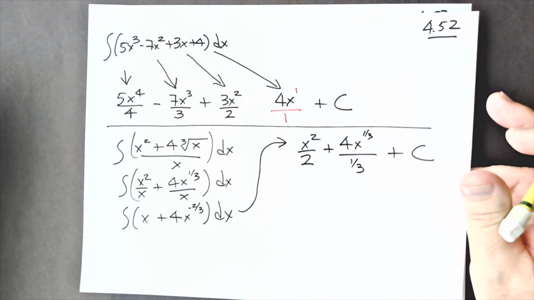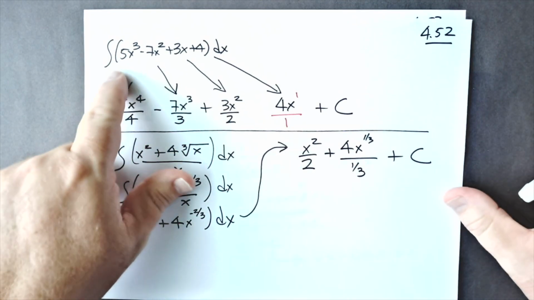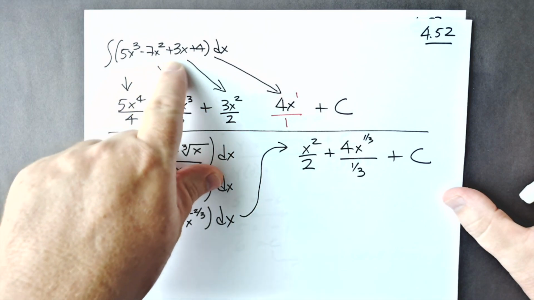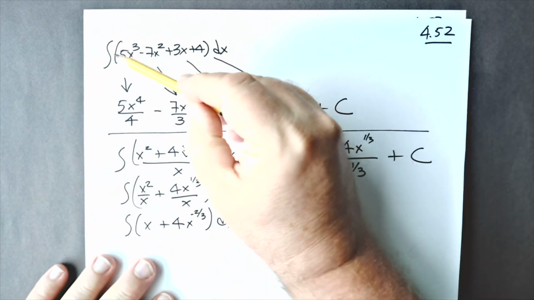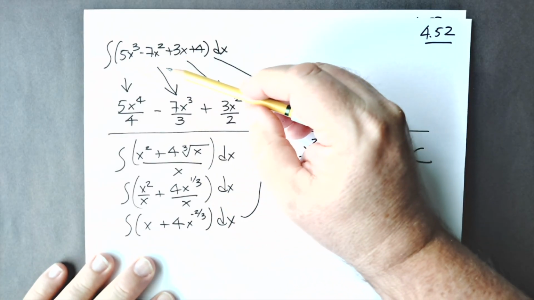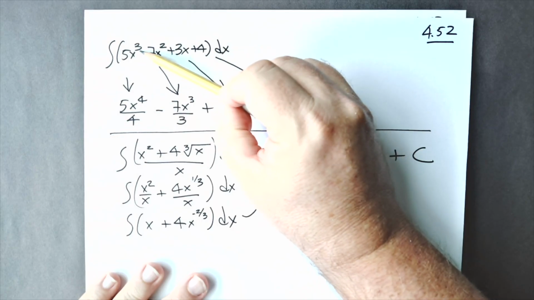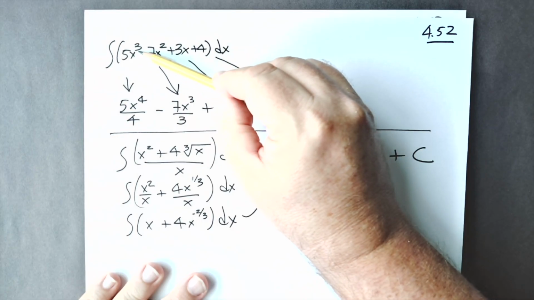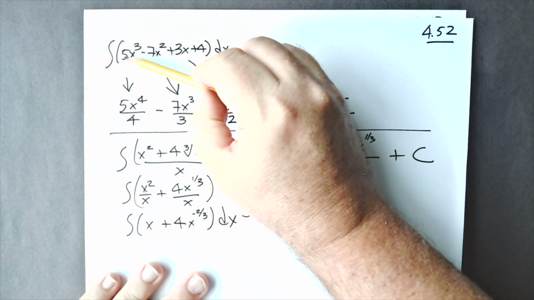Let's look at a couple more here, my friends. Here's 4.52. So here's a whole long thing here. This looks like it's just all the power rule. So we look at each of these and integrate each of these separately. No worries. I've got 5x cubed, so I'm going to raise this cube to a 4th and then divide by 4. Whatever is here just stays.